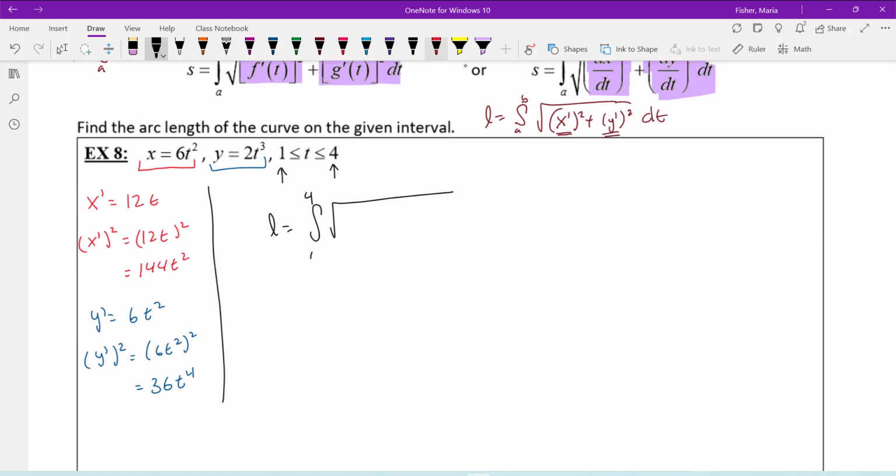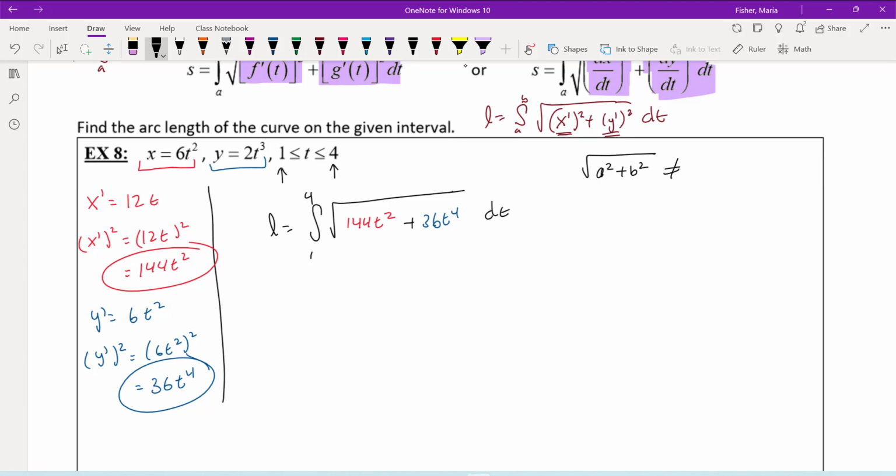Therefore, the arc length, L here, is going to be equal to the integral from 1 to 4 of the square root of 144t squared plus 36t to the fourth dt. Now recall that the square root of a squared plus b squared will never ever equal a plus b, neither will the square root of a squared minus b squared equal a minus b. So you cannot distribute the square root over addition and subtraction. It's not possible. In order to solve this, what we're going to have to do is factor, and then we can distribute the square root over multiplication.